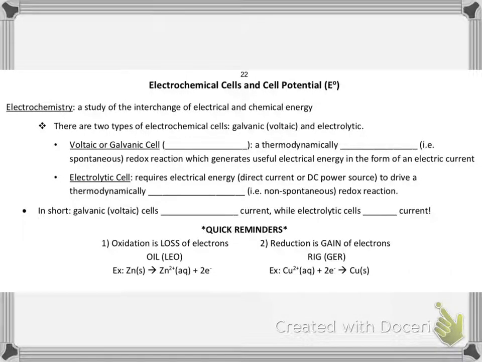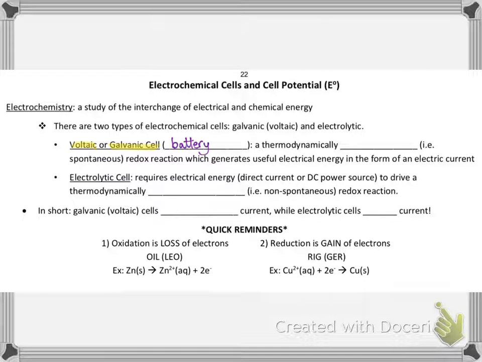Today let's talk about different types of electrochemical cells and how to calculate their cell potential. There are technically only two types of electrochemical cells that you need to know, but one of them has two names. This is the voltaic or galvanic cell.